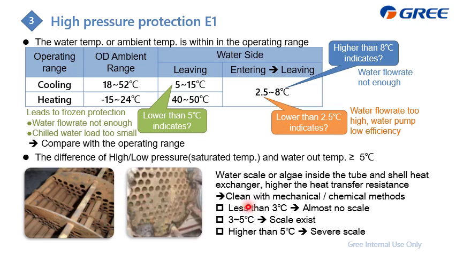And here we just give you some experience. If this value is less than 3, that means almost no scale. And if within this range, that means scale exists but is not that severe. And if it is higher than 5, that means too much scale. And the solution for this one is just to clean it with either mechanical or chemical methods.